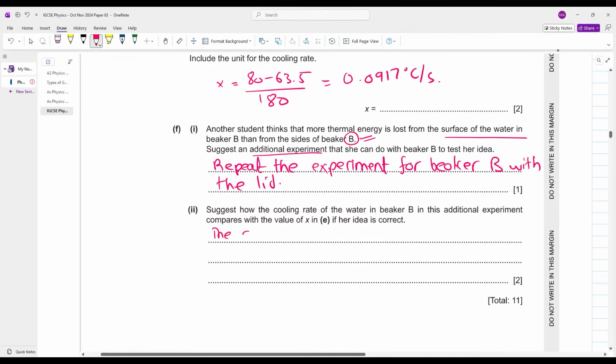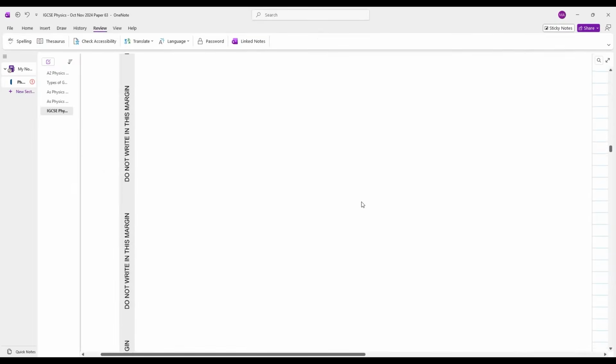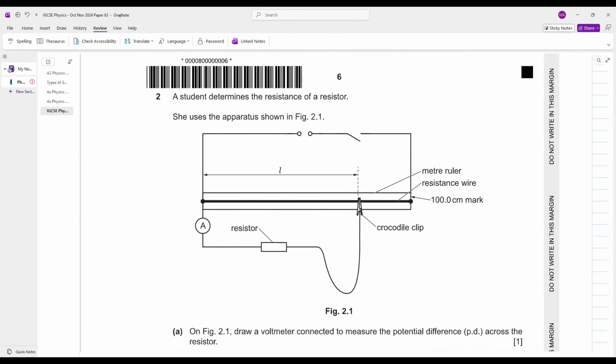You can say the cooling rate reduces to half of X with the lid. Simple as that. Let's further move ahead. आगे बढ़ते हैं बेटा. चलो जी ये देखते हैं.